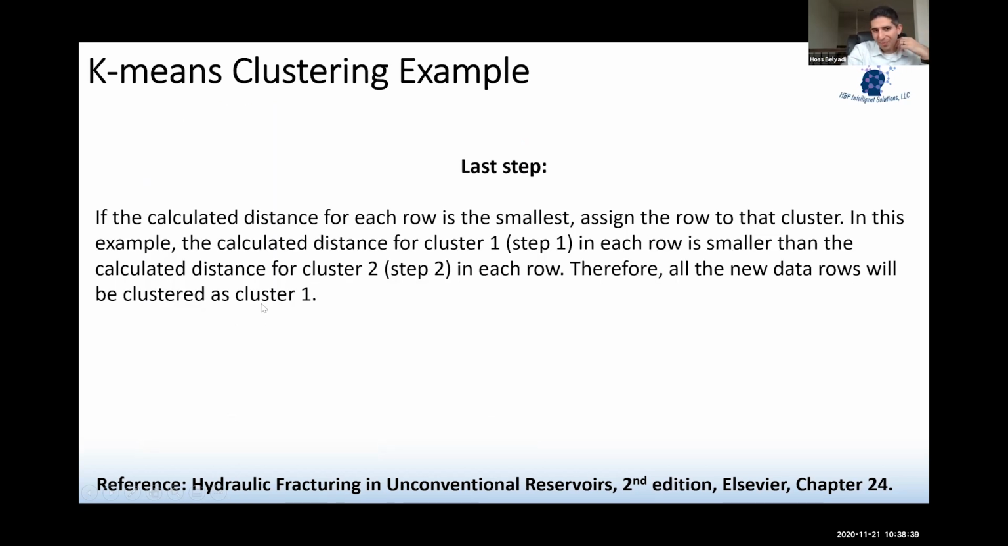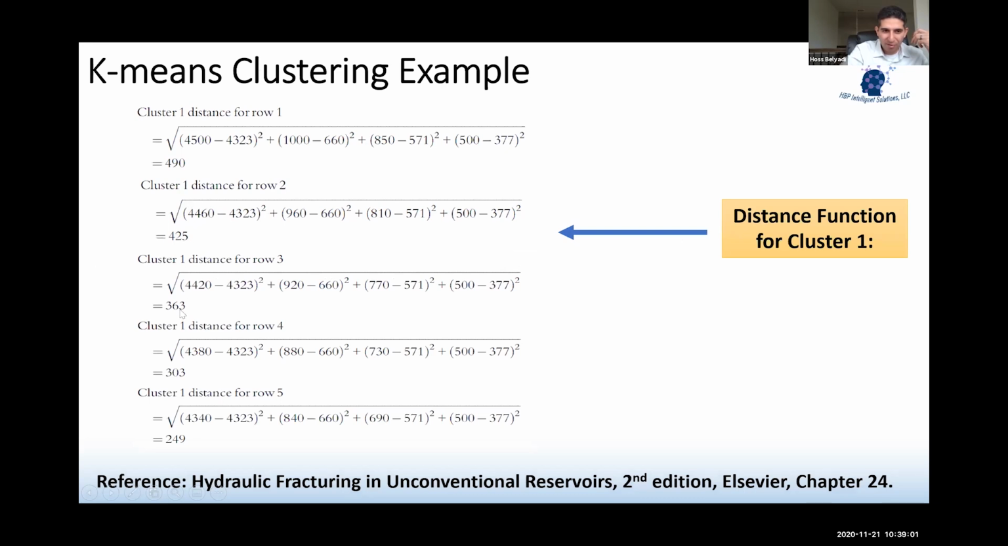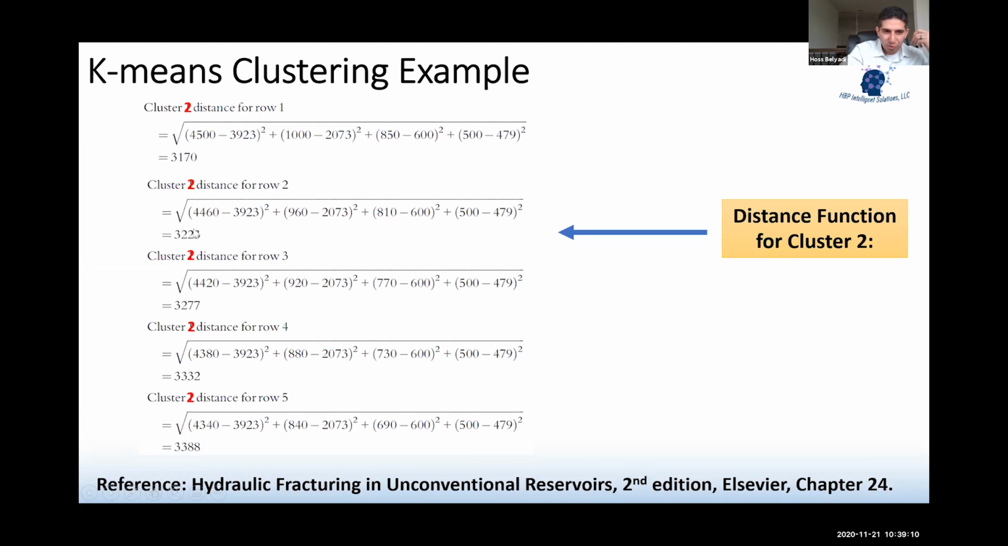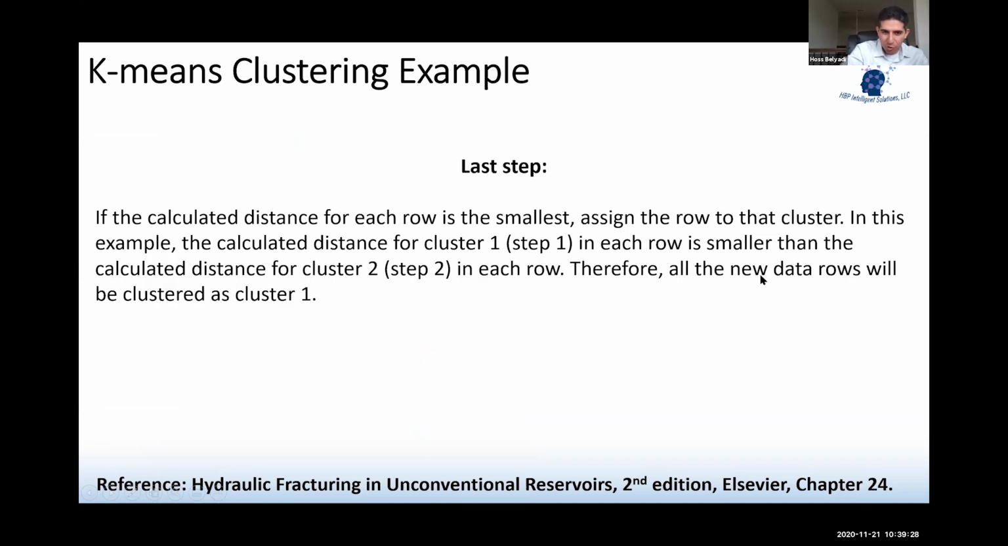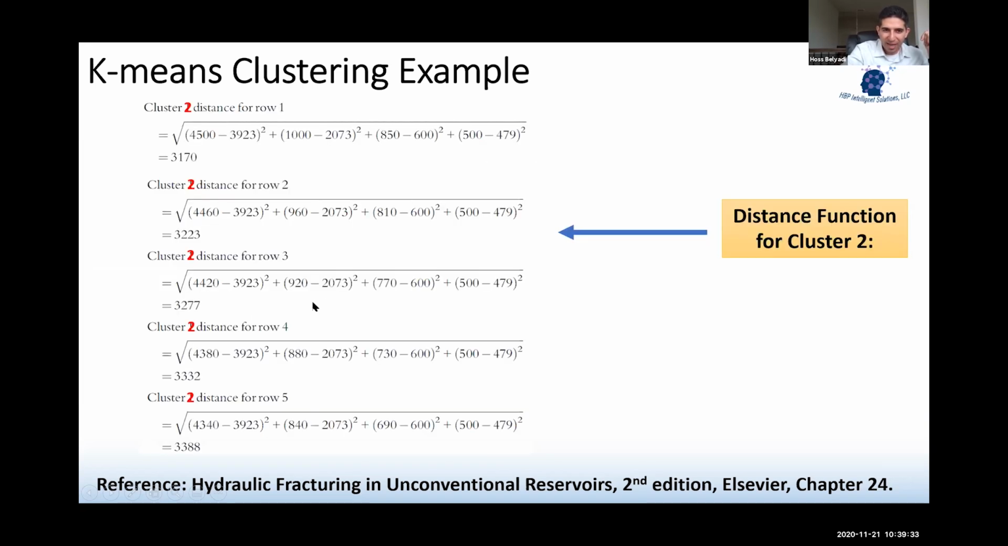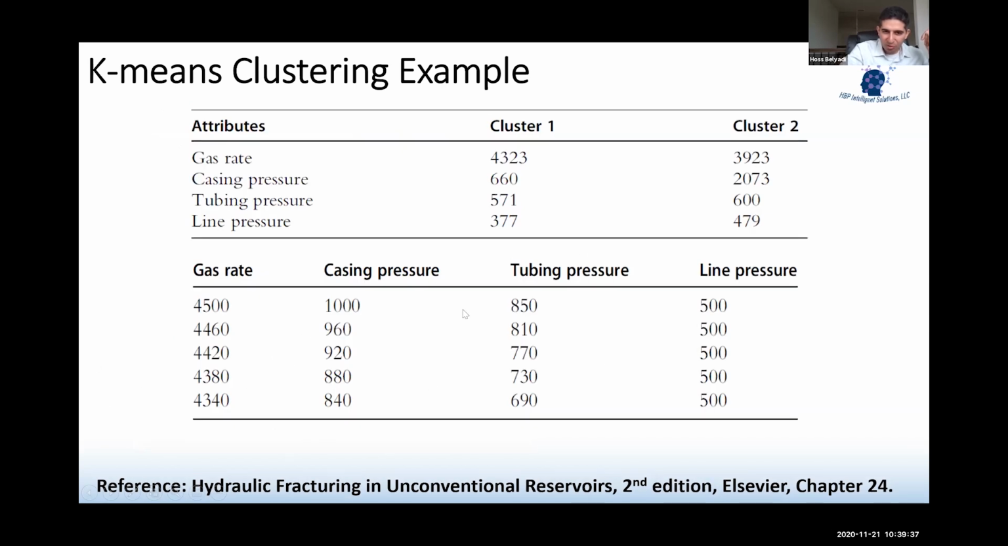Now, the last step: if the calculated distance for a row is smallest, assign the row to that cluster. In this example, the calculated distance for cluster 1 in each row is smaller than for cluster 2. You have 490, 425, 363, 303, 245, and all of these numbers are smaller than 3170, 3223, 3277, 3332, and 3388. Of course 490 is smaller than 3170, so you assign that row to cluster number 1. All of these rows will be assigned to cluster number 1 based on their distance measure.